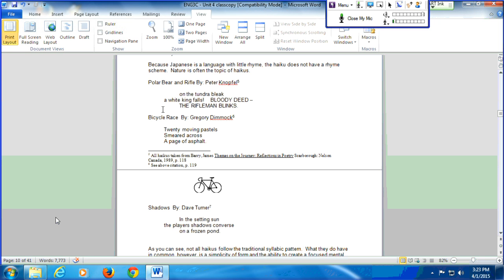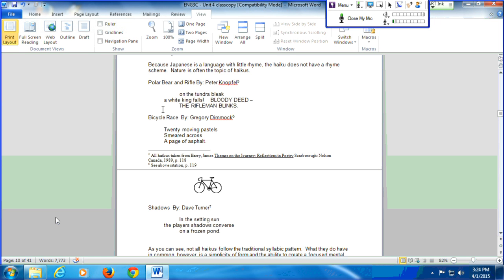Our second one is called bicycle race, and it goes: 20 moving pastels, smeared across a page of asphalt. Now, this one is not precisely a haiku. It says 20 moving pastels. So we have 7 syllables in our first line. Right away we know this will not be a proper haiku.